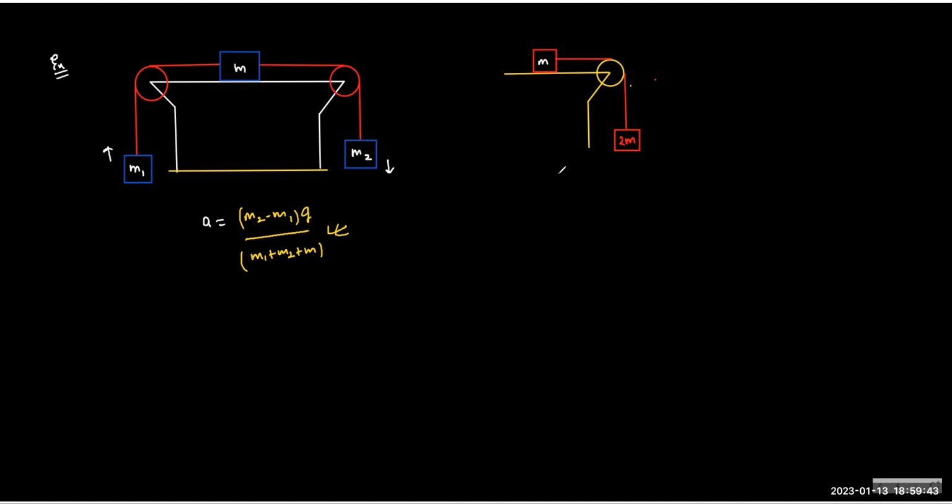So what is the acceleration here? What is A here? 2mg by 3m equals A. So 2mg by 3m means what? Okay, 2g by 3. I hope this is clear to all of you guys. Yes, sir.